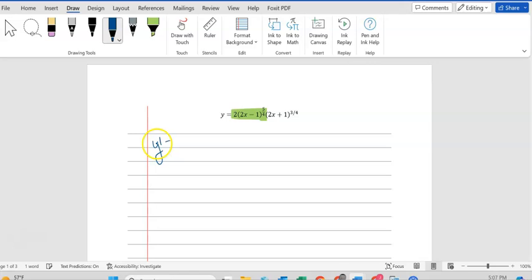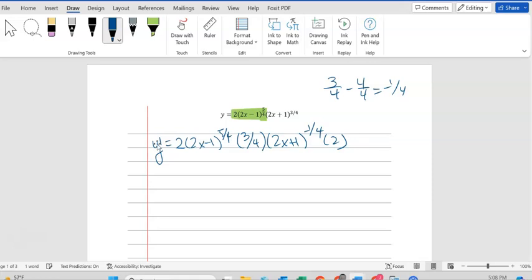So y prime equals the first, so I'm just going to carry this along, times the derivative of the second. So I have to bring that 3/4 down, leave this as is, subtract 1. So 3/4 minus 4/4 is -1/4. And I'm going to take the derivative of the inside, which is 2. So that's just the first part. Then I'm going to come down. Okay, so that was the first times the derivative of the second.